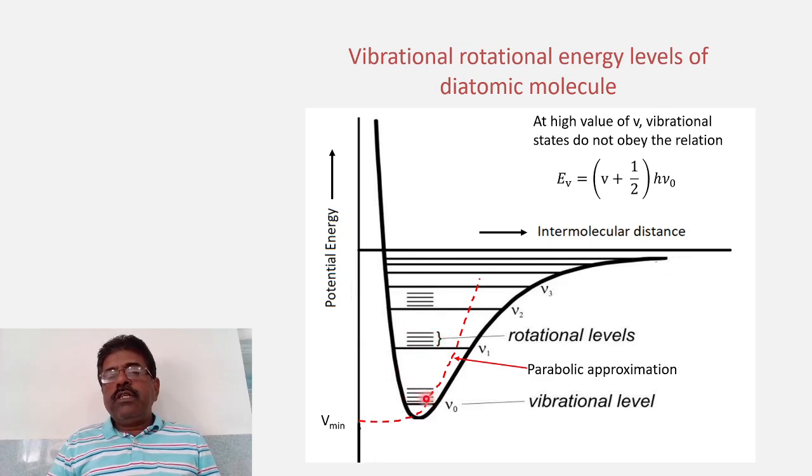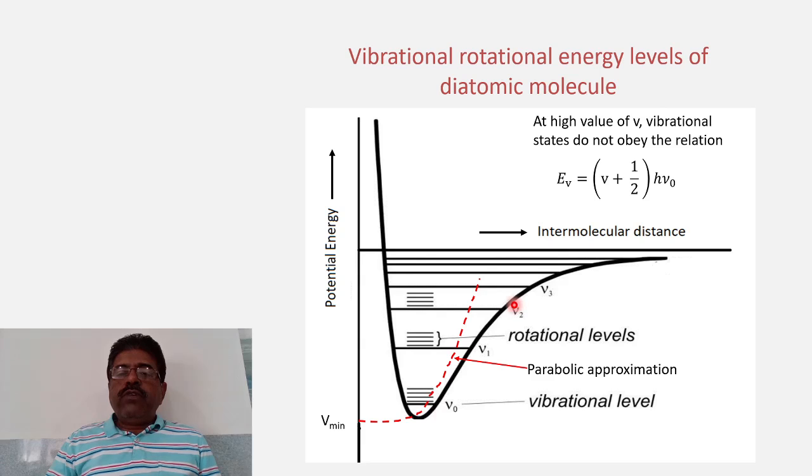Now if you see the shape of this potential energy curve, this is the minimum energy. As you increase the intermolecular distance, the initial parabolic nature of this curve extends far away. In this particular region there is a parabolic approximation, very much the same as the energy at the minimum point. But later on, as the value of the vibrational quantum number increases, the curve deviates from the parabolic approximation.